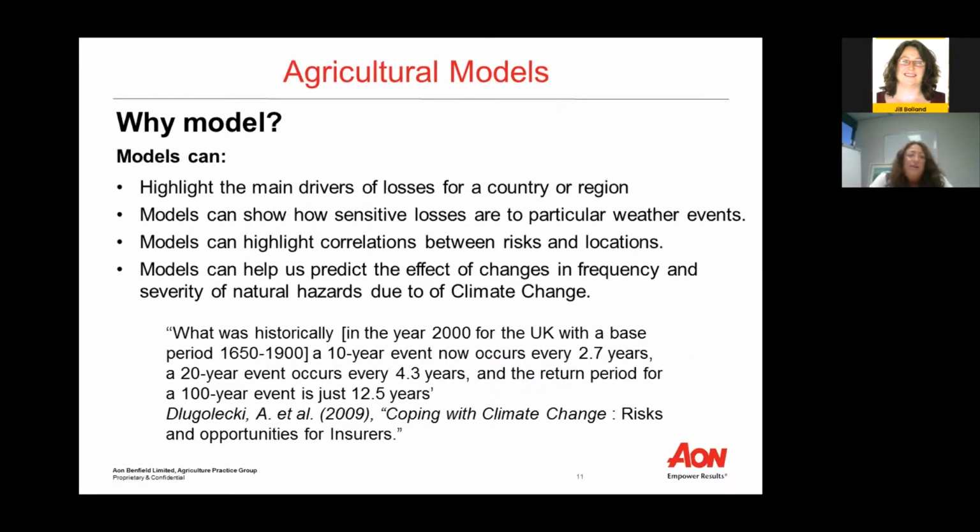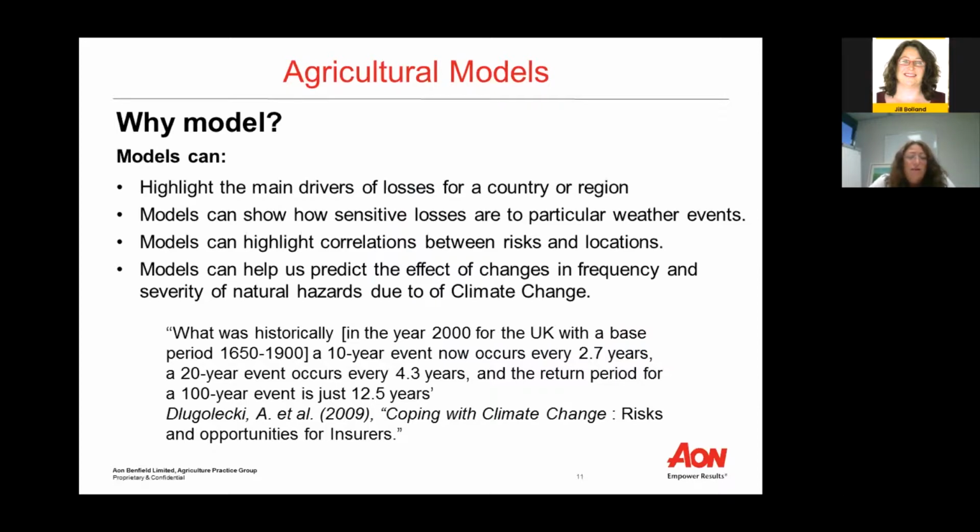So, main reasons for modelling: you can work out for your country what the main drivers of losses are. You can do that with historical data, but you can also do that by analysing and looking at a model. You can say how sensitive losses are to particular weather events, so change the frequency of a weather event and see how sensitive your loss events are.